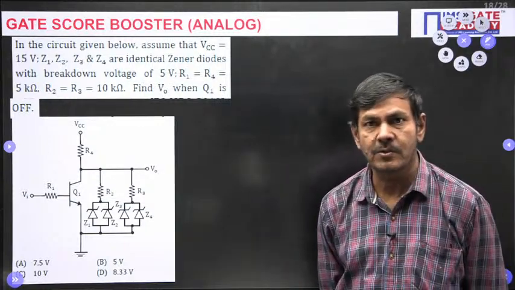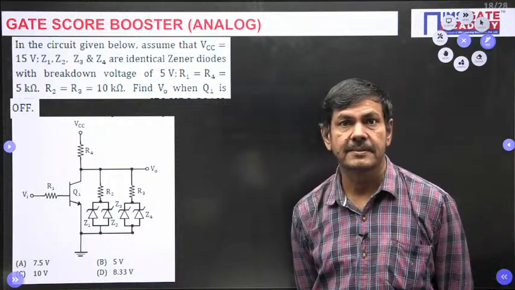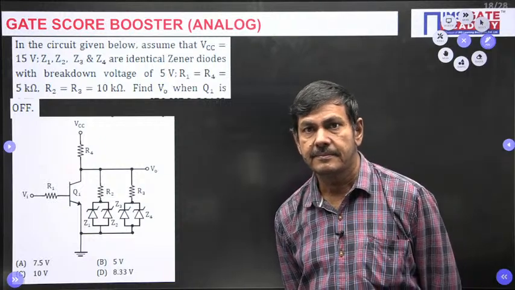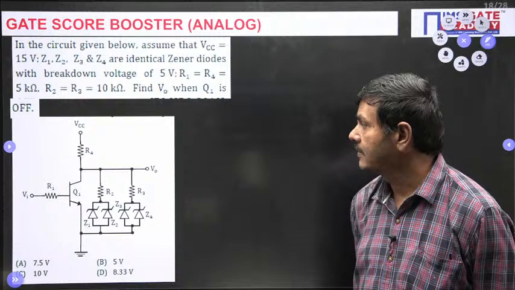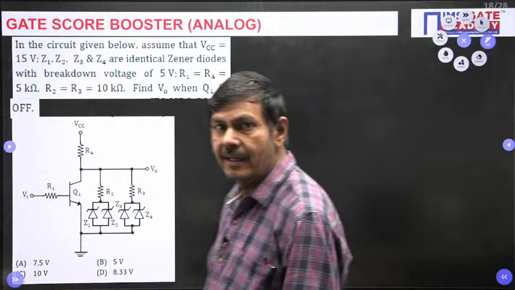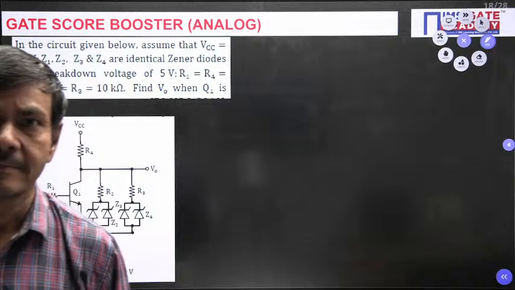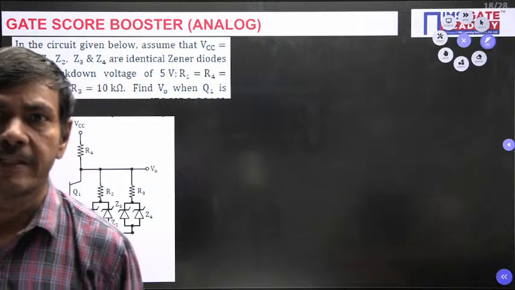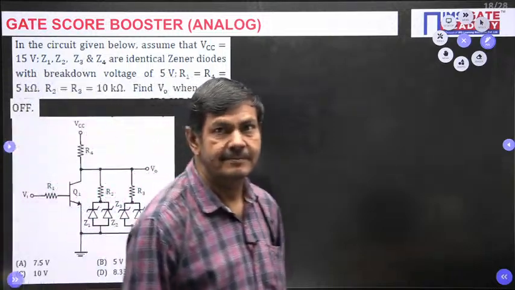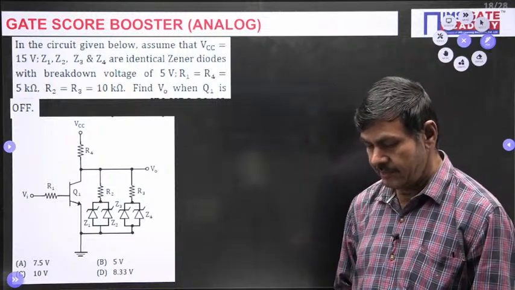Anybody can do this question? How can we find this value? Start doing this question. I give the concept: the transistor is off. When the transistor is off, you find it. Understand? Hi sir, good evening. Anybody can do this question without my help?